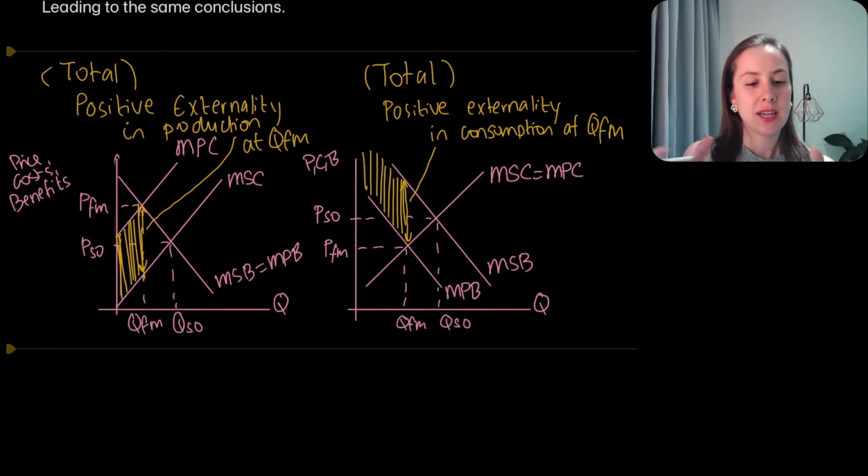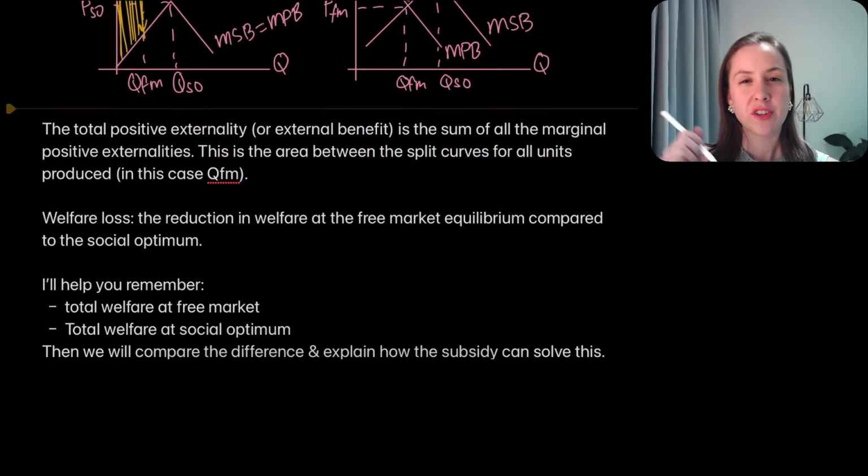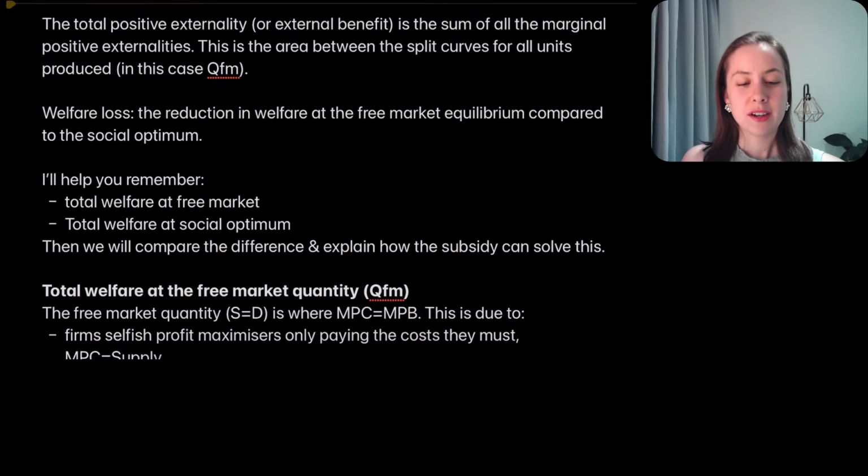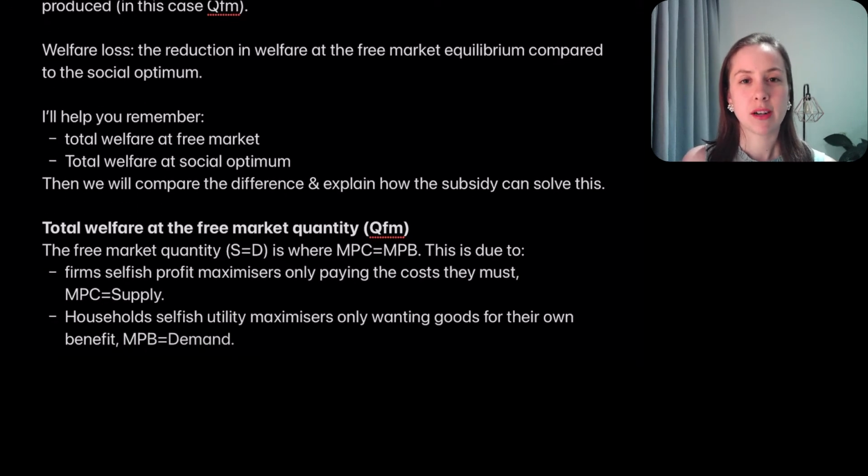Okay, and then again, a total externality, to make that different to the marginal so you don't confuse them, is the sum of all the externalities produced up until QFM, and it's the area between your split curves up to QFM. I think I've got another challenge question on that if you want to look at that. And I've got the definition there written for you. Welfare loss is the reduction in welfare at QFM compared to QSO, compared to the social optimum.